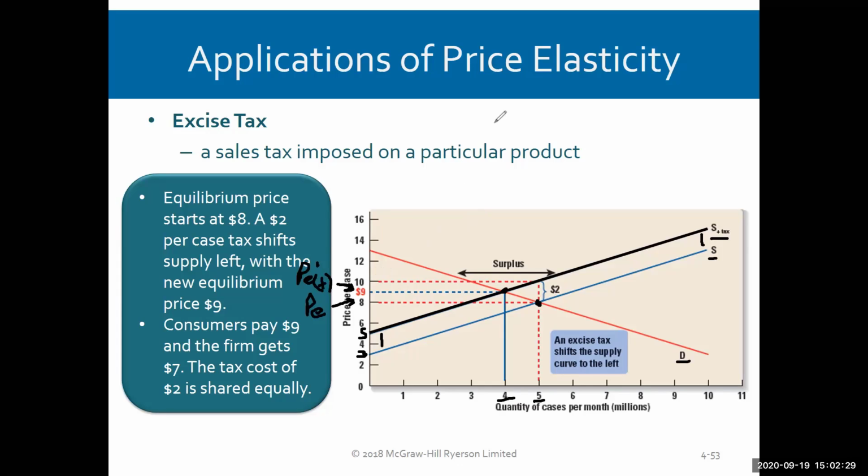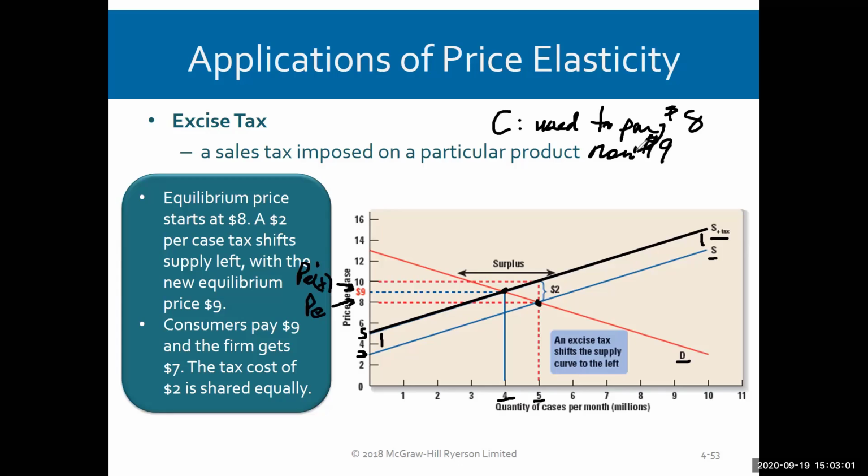But they both are now in a different situation. For consumers, I'll just write C, they used to pay how much? $8. Now, $9. So they pay half the tax. The tax was $2, so they pay half of it. If they used to pay 8, now they pay 9. So they essentially are paying half the tax.